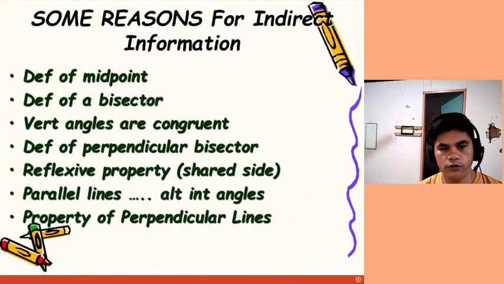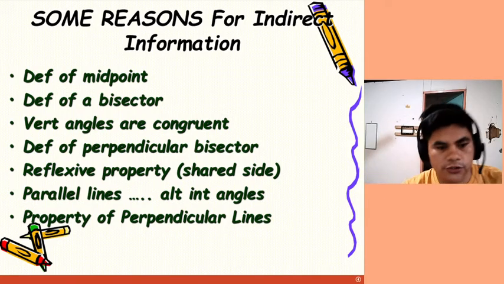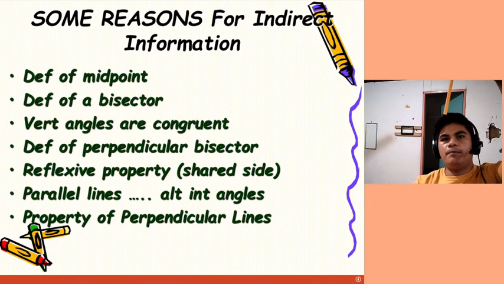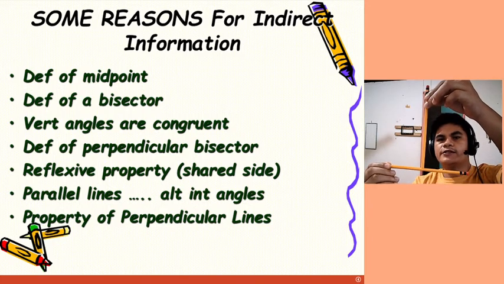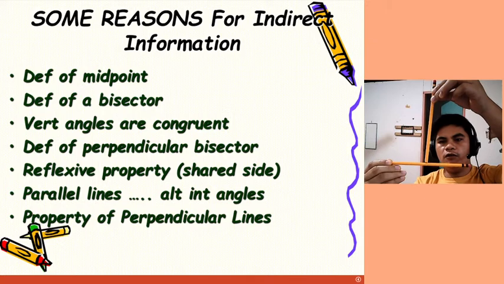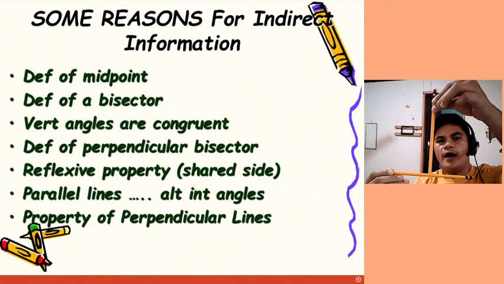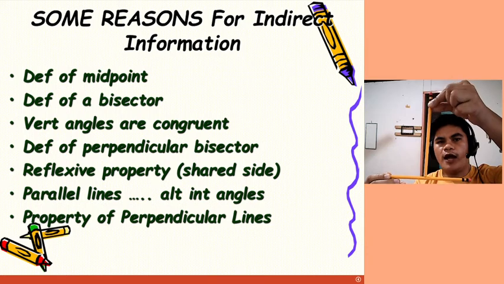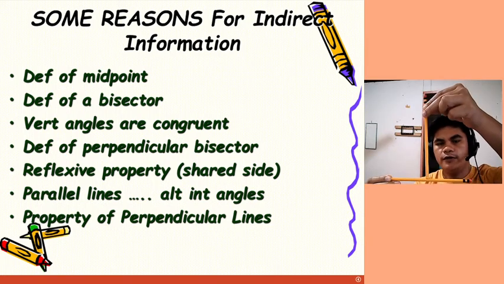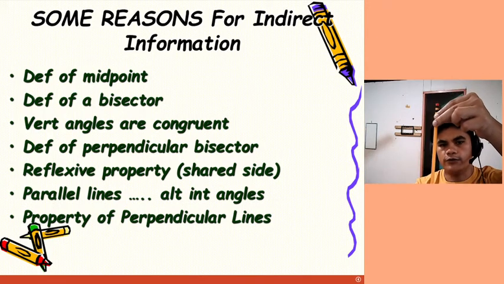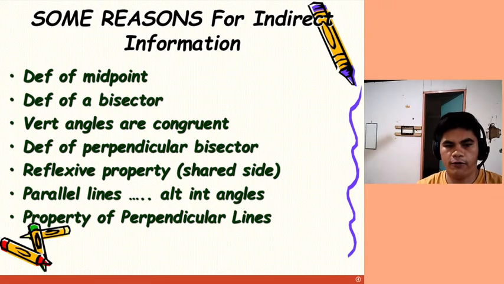Next, definition of perpendicular bisector. When we say perpendicular bisector, if this one is the perpendicular bisector, then this line here is perpendicular to this line and it forms a 90 degree angle. So this bisector forms a 90 degree angle or a right angle. So that is the definition of perpendicular bisector.